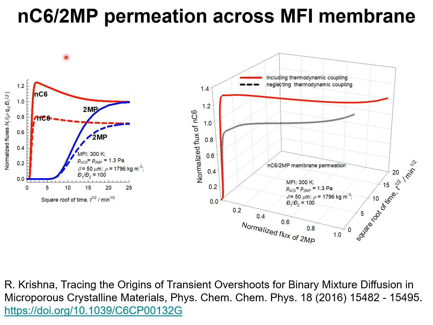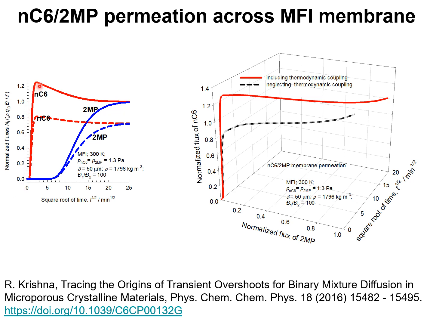This graph shows the simulation of the experiments for permeation of normal hexane and 2-methylpentane across an MFI membrane. Two different models are considered. The continuous lines are the models in which thermodynamic coupling effects are duly accounted for, and the dashed lines are the simulations in which thermodynamic coupling effects are considered to be negligible.